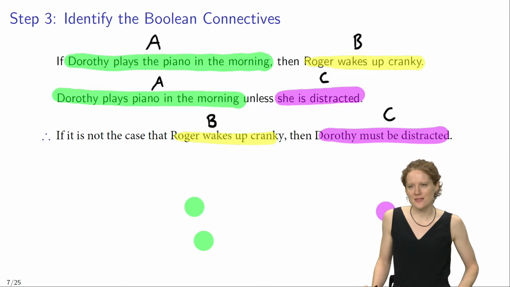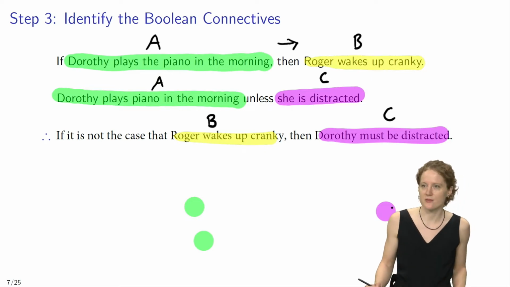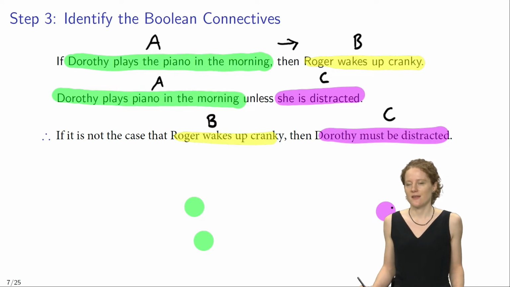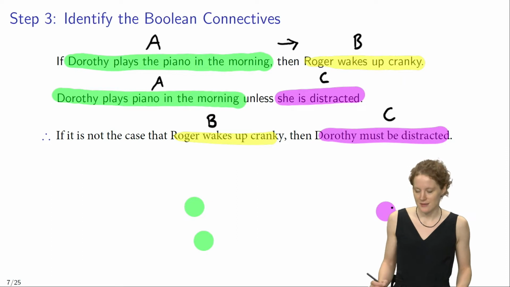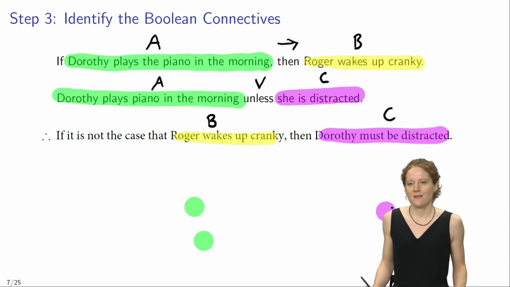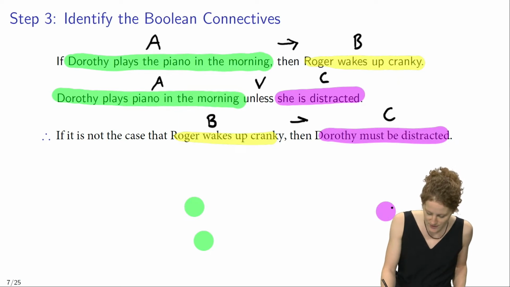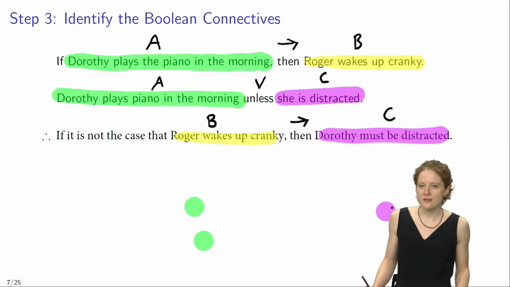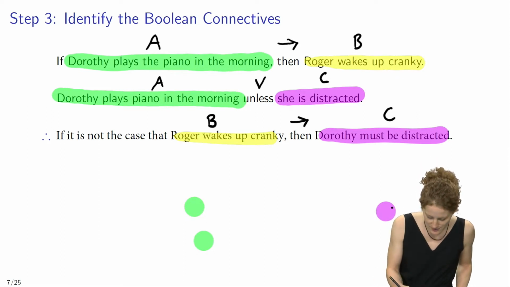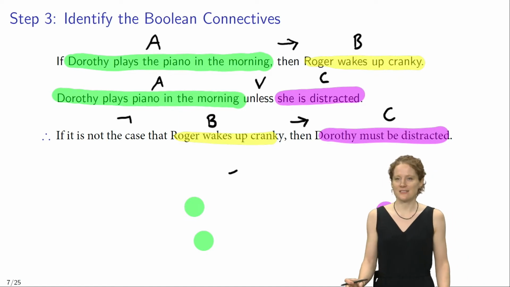So in the first premise, I see the words if, then, and I know that these English words represent a conditional, which I'm going to symbolize by means of this arrow. And then in the second line, I see the word unless, and I know that I can symbolize that by means of the disjunction sign. And then in the last line, I again see the words if, then, which I'm going to symbolize by means of this conditional arrow. And I see the words, it is not the case that, and I know that's a negation sign. Okay, that's it. We have identified the Boolean connectives.